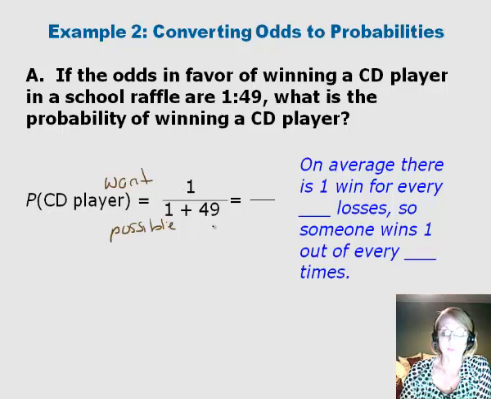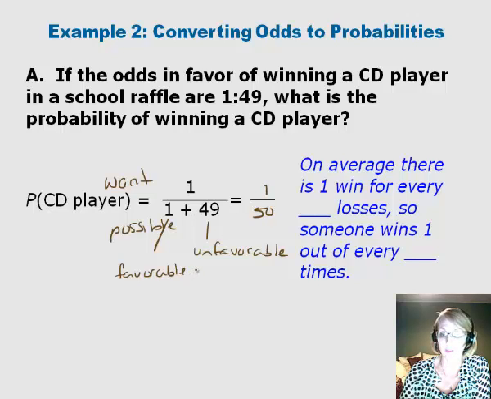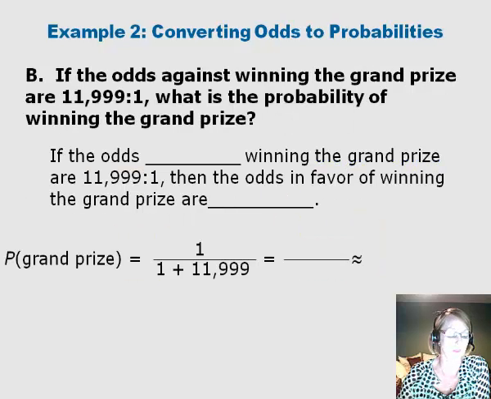Now, what's possible? The possible are the 49 unfavorable plus the 1 favorable. So the total possible, there's 50, and there's one winner. So on average, there's one win for every 49 losses. So someone wins 1 out of every 50 times. And the probability of winning is 1 over 50, whereas the odds of winning are 1 to 49. Another example.